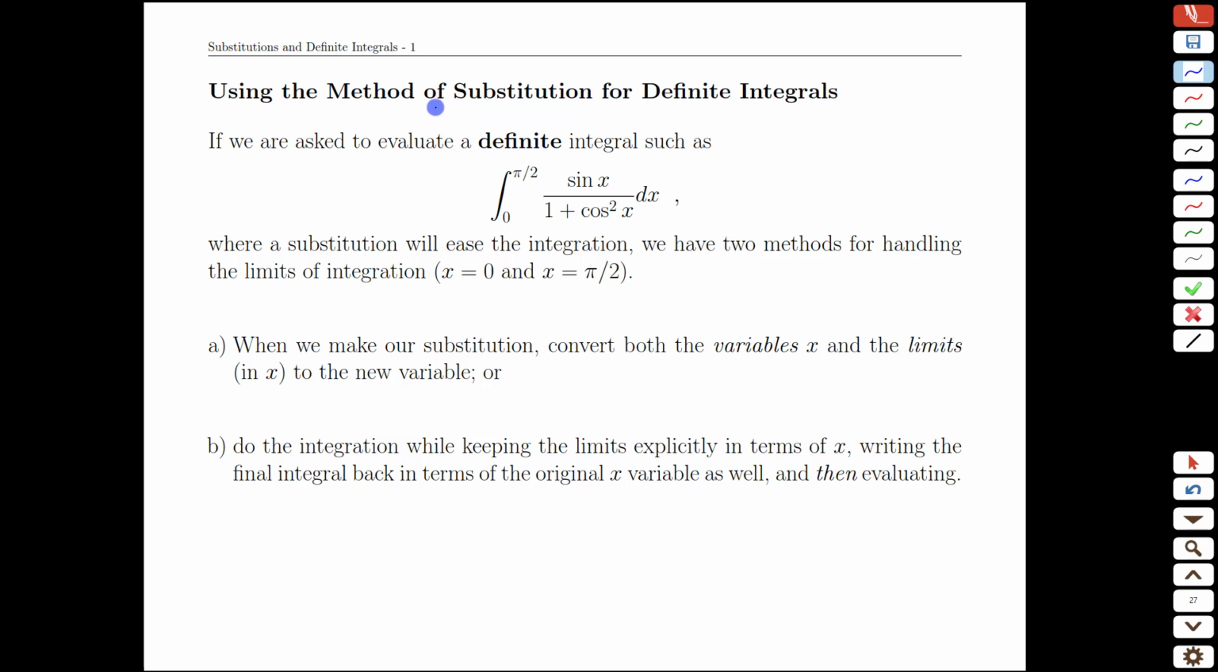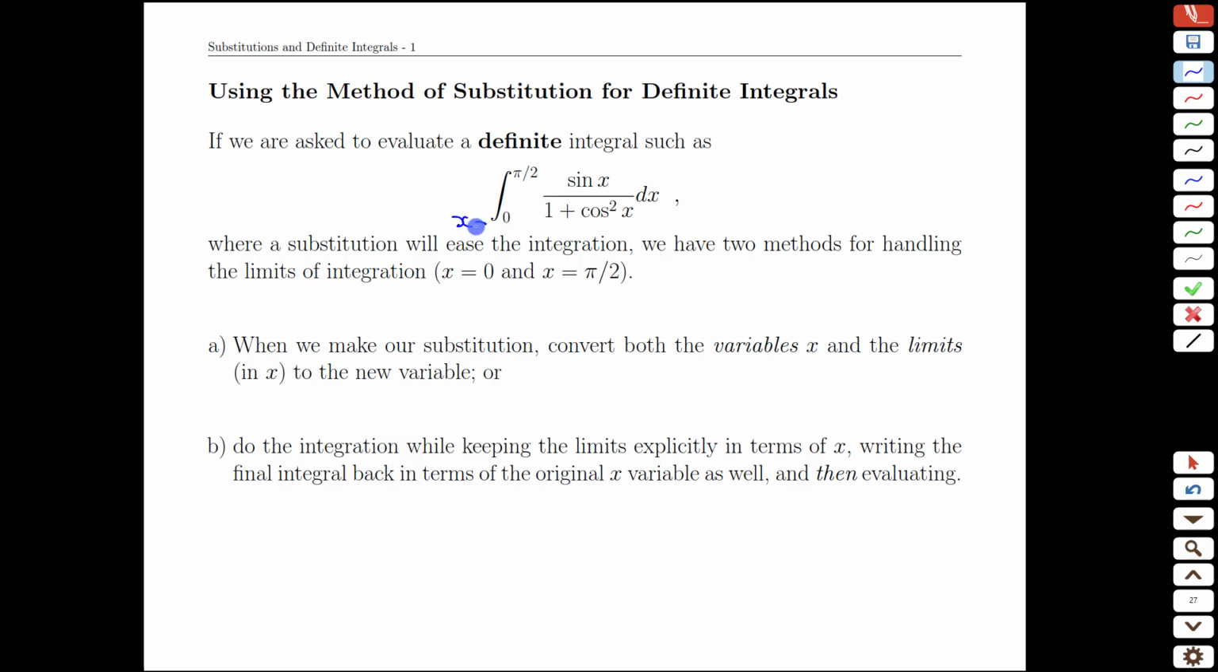So far, in our study of the method of substitutions, we've only ever been looking at indefinite integrals where there's no bounds. However, we might want to find the area underneath a specific graph on a specific interval. The question is, how do we handle these limits when we actually are doing the substitution method?